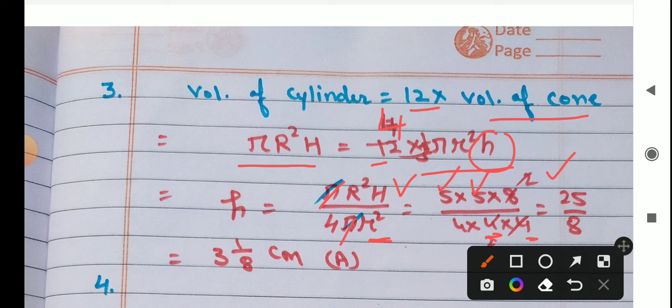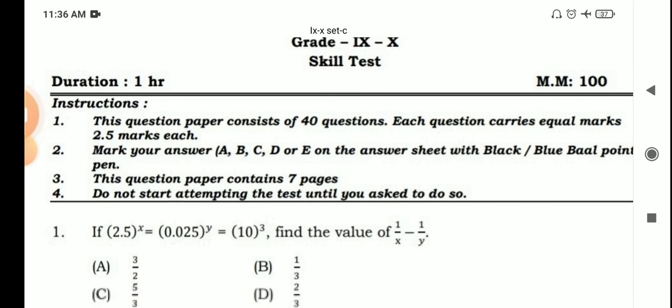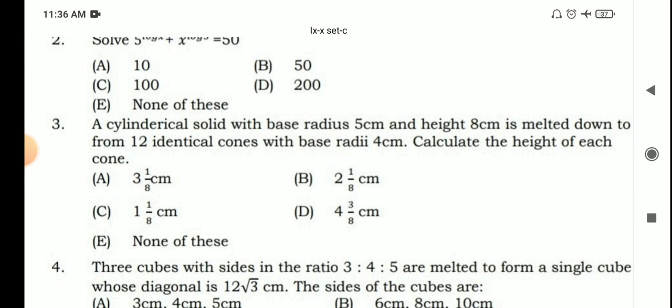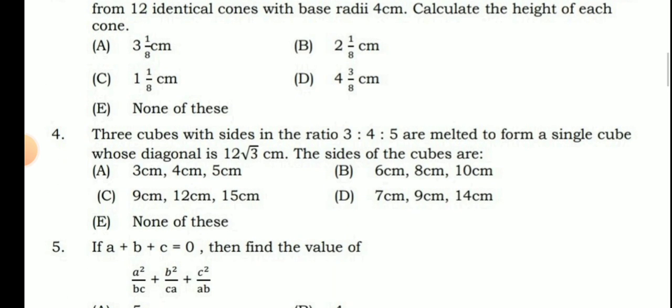So after the cancellation here we get 25 by 8, and 25 by 8 in mixed fraction is 3 1 by 8 centimeter, and for this A is the correct option, so its answer will be A option, 3 1 by 8 centimeter. Okay students, now come on its fourth sum.